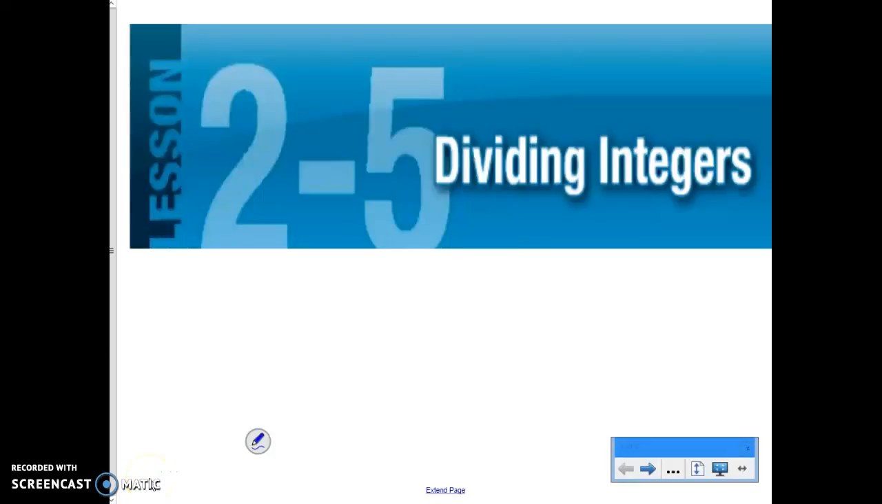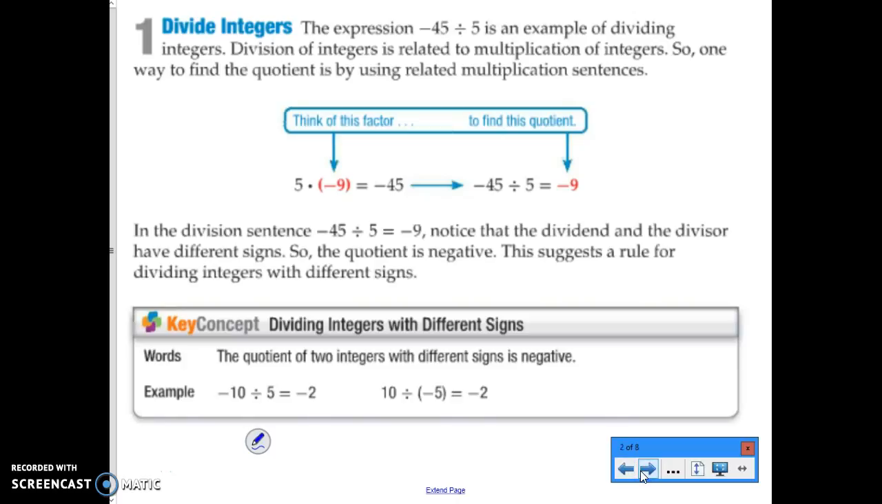Okay, hey guys, today we're talking about dividing integers. This is chapter 2, lesson 5. So the expression below, negative 45 divided by 5, is an example of dividing integers. Division of integers is related to multiplication of integers in many different ways.